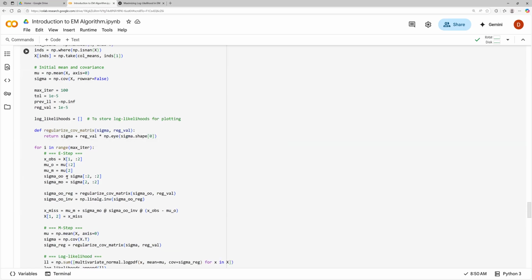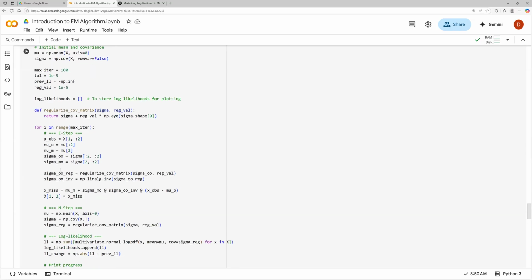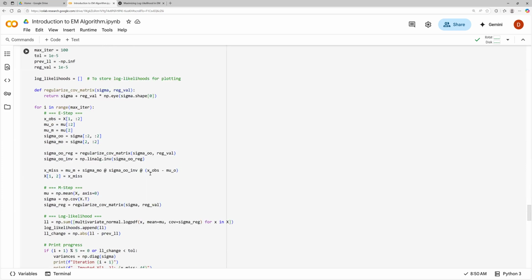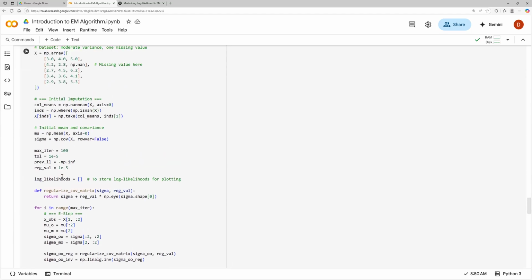Now I showed you all of this here. This is the E step. We regularize the covariance matrix. We take the inverse, and then we apply that expected value equation. These are dot products. Then we impute that missing value into the matrix. That missing value that we saw earlier, 1, 2, 0, 1, 2.